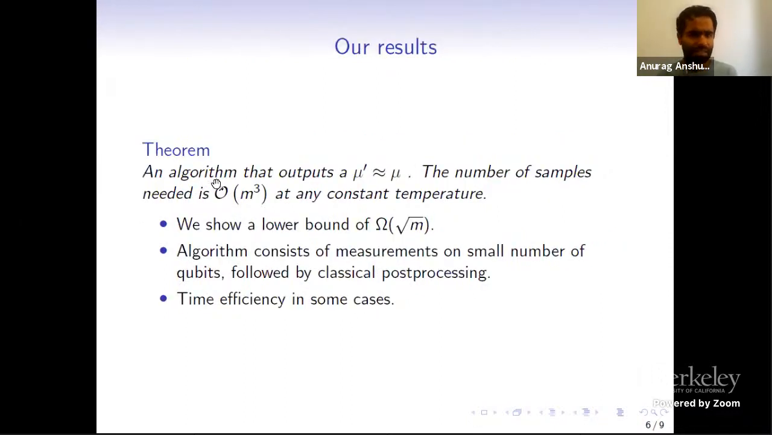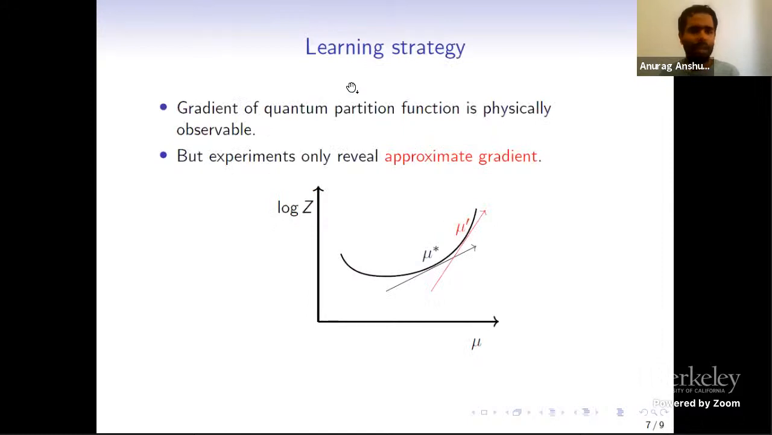So our result is an algorithm that solves this problem with a number of samples that's polynomial in the number of particles. And this is also tight up to a factor of 6. So there's a lot of scope for improvement. And the algorithm is pretty simple because it performs some small measurements on the quantum state, followed by classical processing. It's time efficient in some cases, which is the classical processing part. I can quickly tell you about the learning strategy in the next 1 minute.